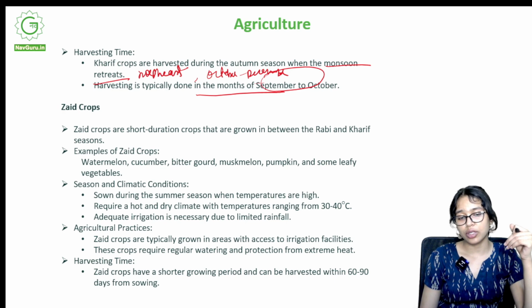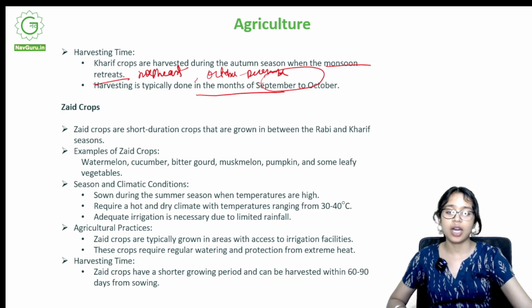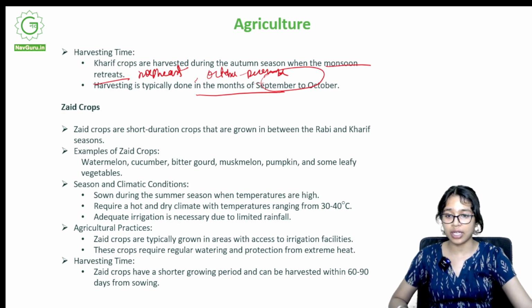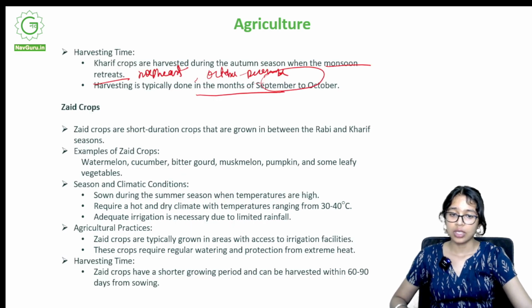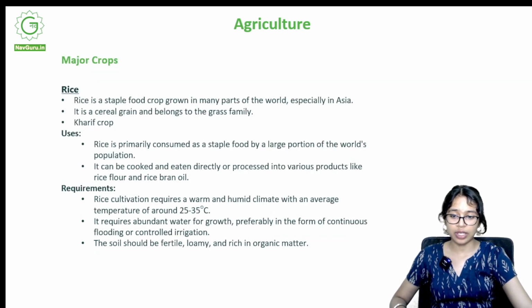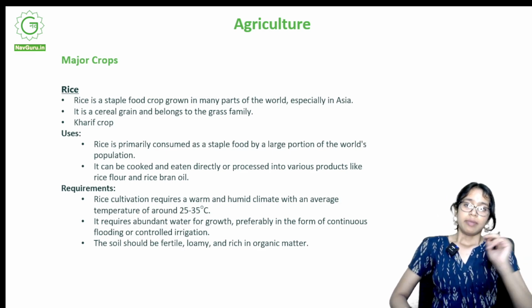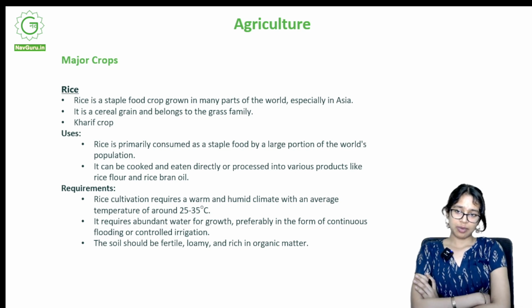Zaid crops have a shorter growing period and hence can be harvested within 60 to 90 days from sowing. Okay, so from sowing this can be done. If 60 to 90 days have passed after sowing, then you can easily cultivate the Zaid crops. Major crops.